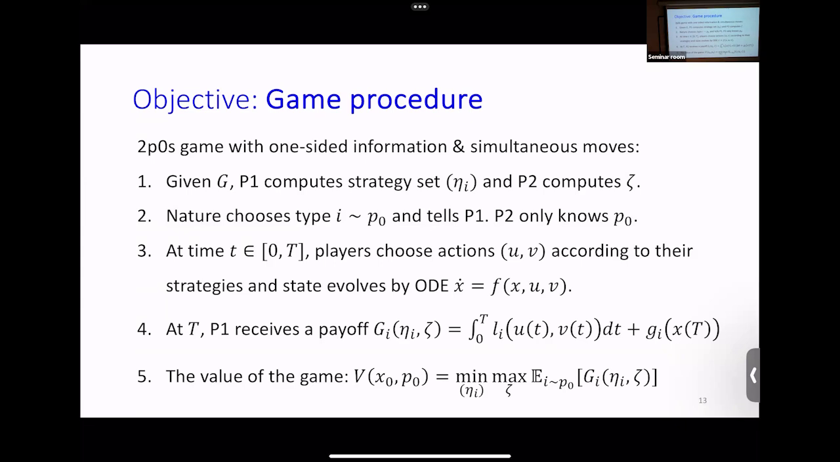And the minimization is taken over the strategy space of player 1 and the maximization over the strategy space of player 2. Please keep in mind that in general, these strategy spaces are for random strategies because usually the Nash equilibrium exists in a mixed strategy space. All right. Any question at this point?